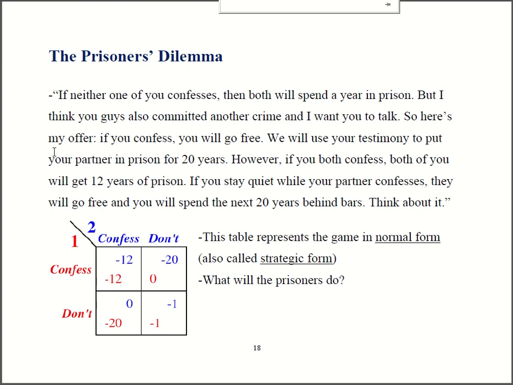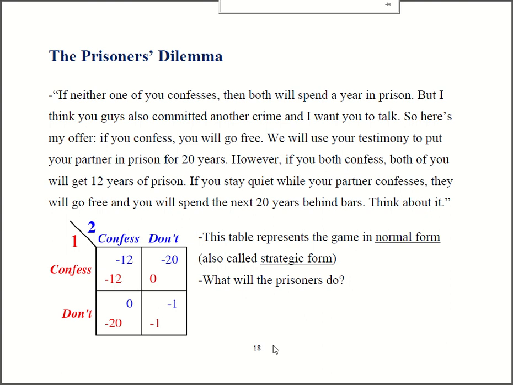We will use our testimony to put your partner in prison for 20 years. So the prisoner in blue who picked don't confess will then spend 20 years in prison, so they get a negative 20. And it's symmetric in this scenario. Now game theory is not always symmetric, but this example happens to be symmetric. So if the prisoner in red, prisoner 1, is going to stay silent, if they don't confess, they get 20 years. And the prisoner 2, seen here in blue, who does confess, they go free, they get 0. So this table here corresponds to the scenario described in words in our prisoner's dilemma.